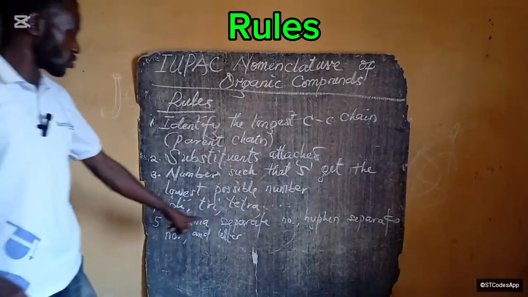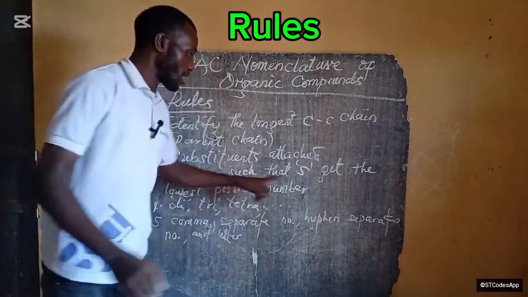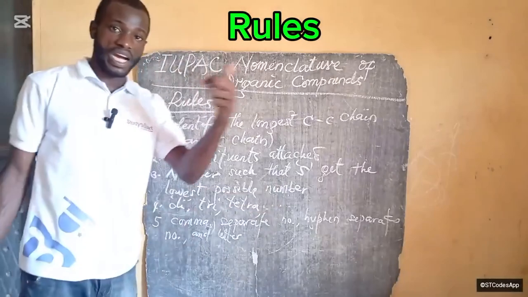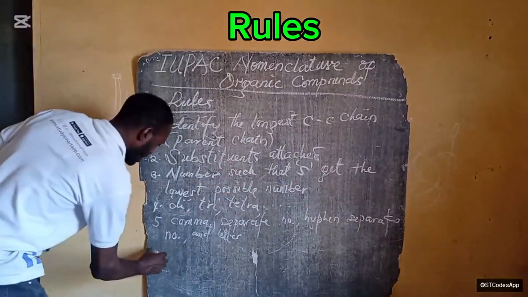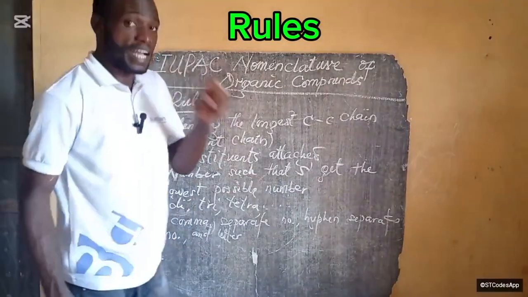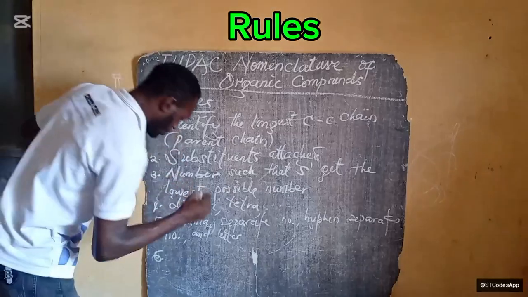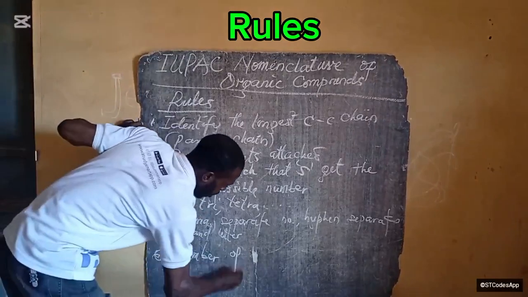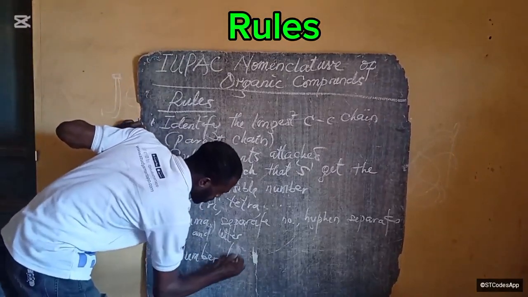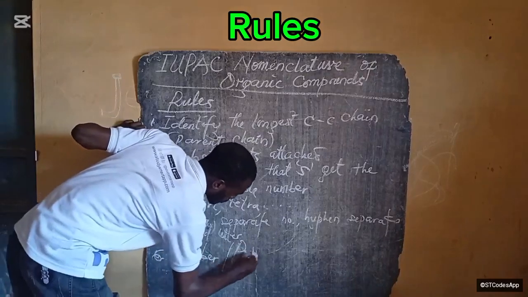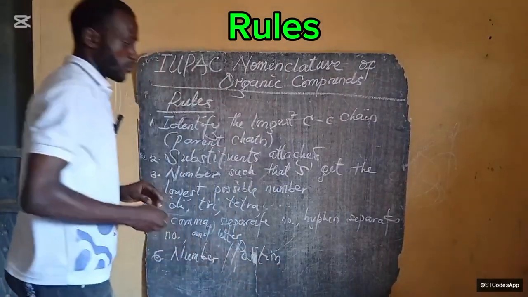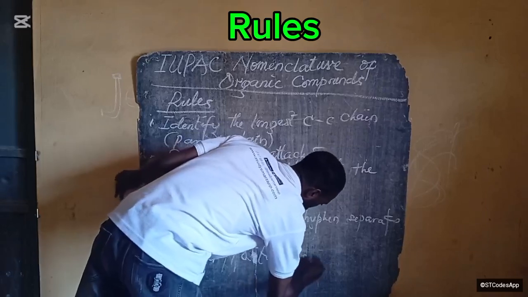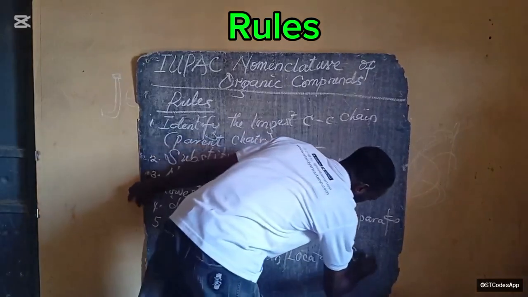You use commas to separate between numbers, and use a hyphen to separate between a number and a letter. Okay? Now, after that, this is the way you write your name. The name should show the number or position of the substituent first, because the position is identified by the number it carries. Is that okay?